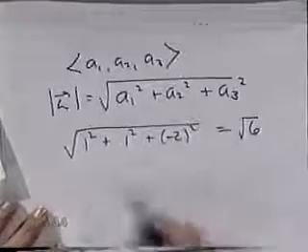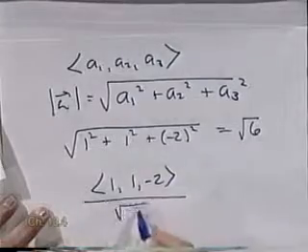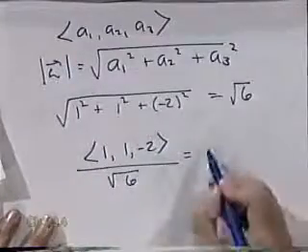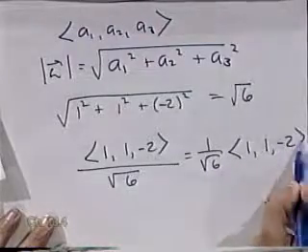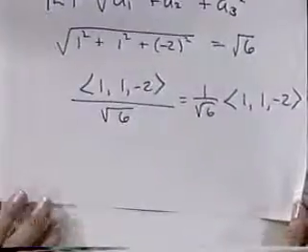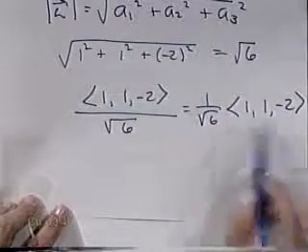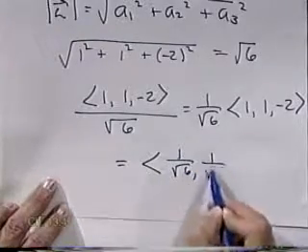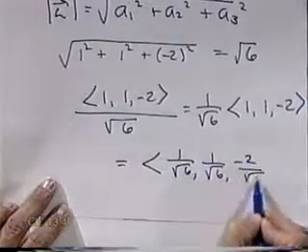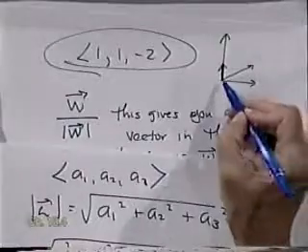So if I take this vector 1, 1, negative 2, and divide it by square root of 6, I can write that as 1 over square root of 6 times 1, 1, negative 2. I have no problem with square root of 6 in the denominator. That's fine. You could also write it as 1 over root 6, comma 1 over root 6, comma negative 2 over root 6. Now, that's one vector that's perpendicular to those two, a unit vector.